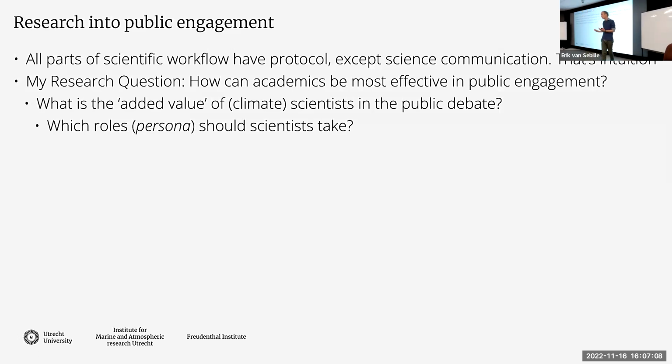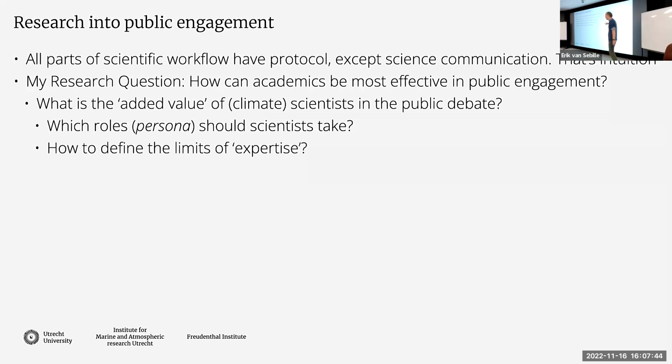Which roles, which personas should scientists take, right? I mean, should we be the honest brokers, or should we be the pure scientists? But also more in a narrative form. Should we be talking or acting as warners? Or should we be acting as saviors? Should we be the heroes of the story? Or should we maybe even be the villains? Right? What helps? What is the best way to communicate our science? And how should we as scientists put ourselves up there?